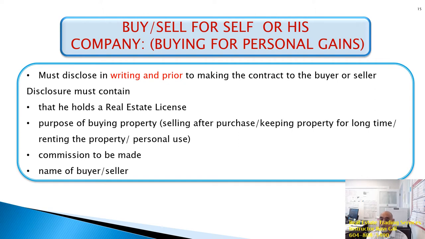Maybe you're going to renovate and sell. Maybe you're going to renovate and keep. Maybe you're going to keep it as a rental property. Whatever the purpose is, it must be disclosed to the seller if you are buying for yourself. And you will be required to tell how much commission you'll be making, and obviously the names of the buyers and the sellers must be disclosed.